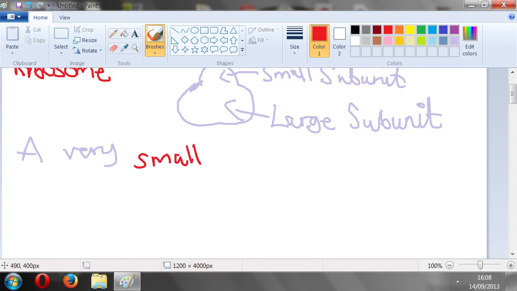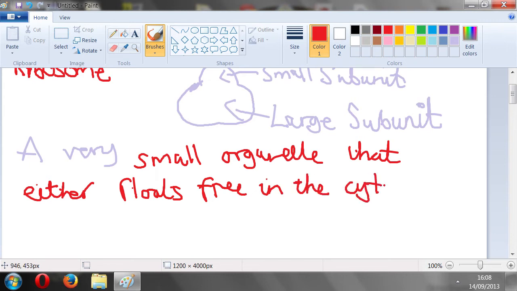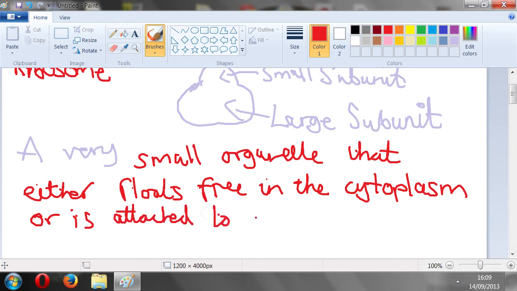A very small organelle that either floats free in the cytoplasm, or is attached to the rough endoplasmic reticulum. Call this two. It's the rough and the smooth, RER and SER, endoplasmic reticulum. One of these days, I'll look at these settings, try and get everything looking clearer in this. Sometimes when I try to dot the i's and cross the t's, it doesn't quite work out. But oh well.